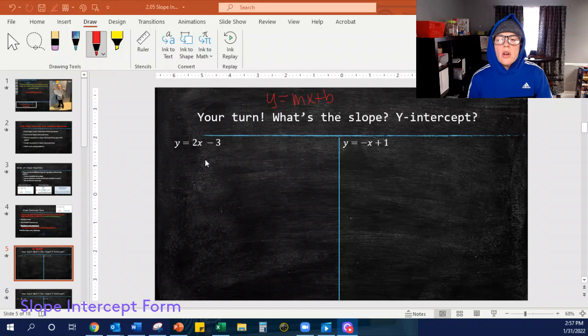So we always want it to be in this slope-intercept form, y equals mx plus b, where m is the slope, and that's the number in front of the x, the coefficient, and b is the y-intercept.